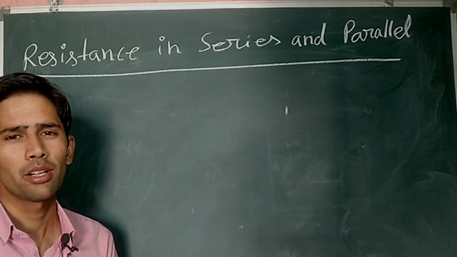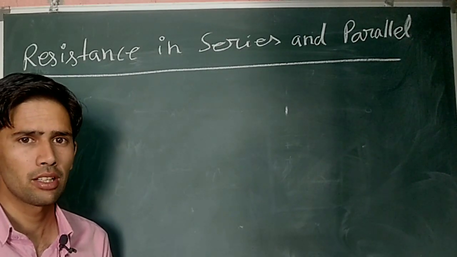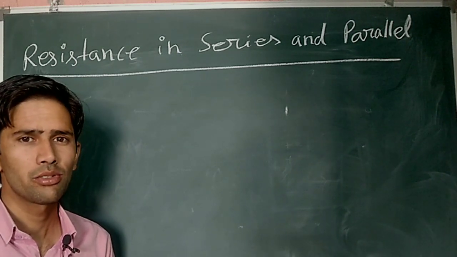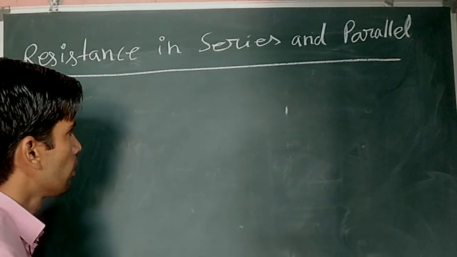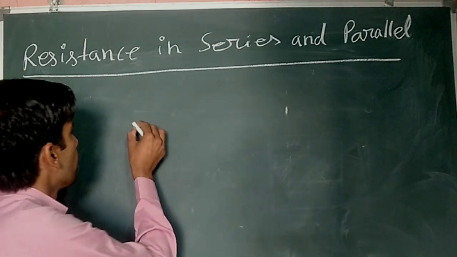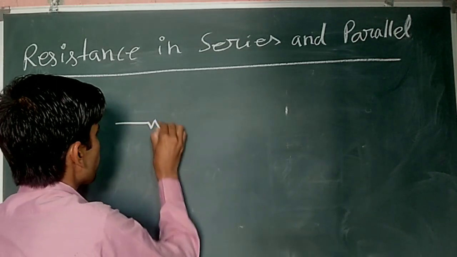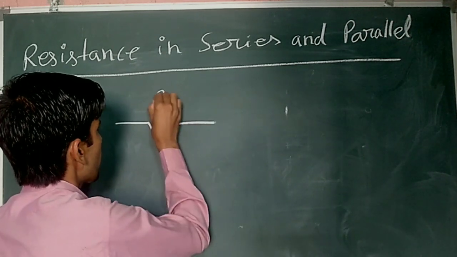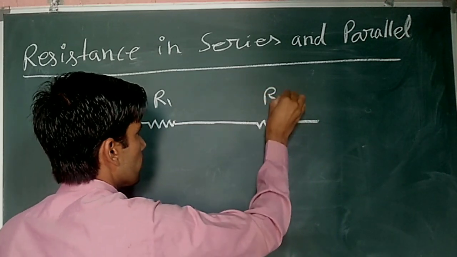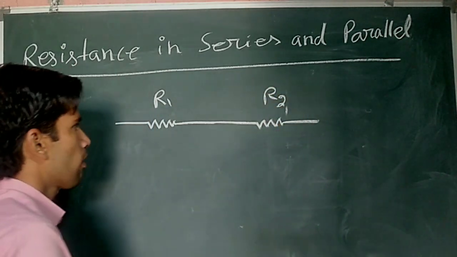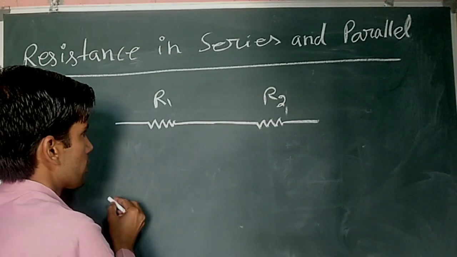Good morning. Today we are going to deal with some basic numericals related to resistances which are connected in series as well as in parallel. Now we take some numericals here. I take two resistances, R1 and R2. Such a combination is called a series combination of resistances.